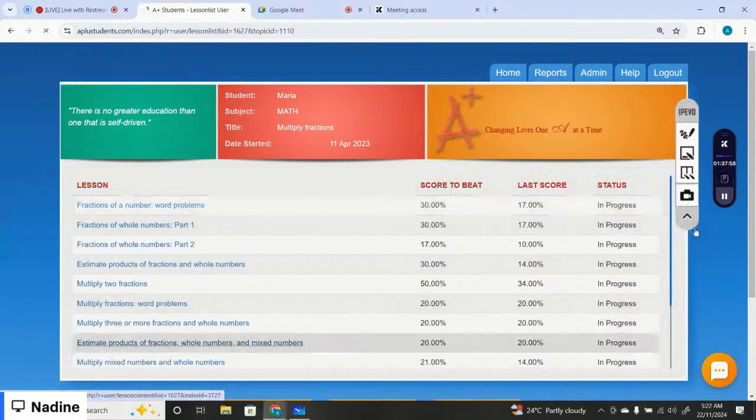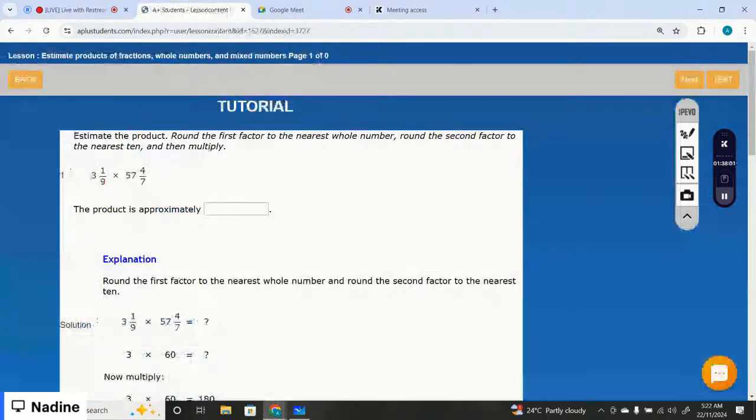Estimate products of fractions, whole numbers and mixed numbers. Estimate the product: round the first factor to the nearest whole number, round the second factor to the nearest 10, and then multiply. 3 whole 1 over 9 times 57 whole 4 over 7.